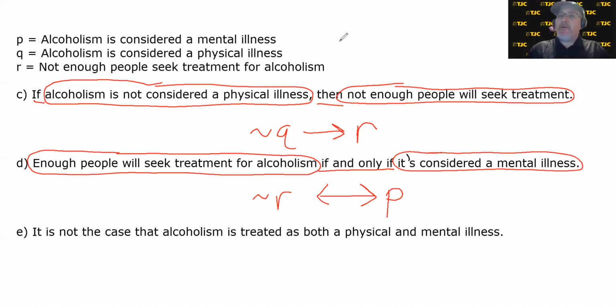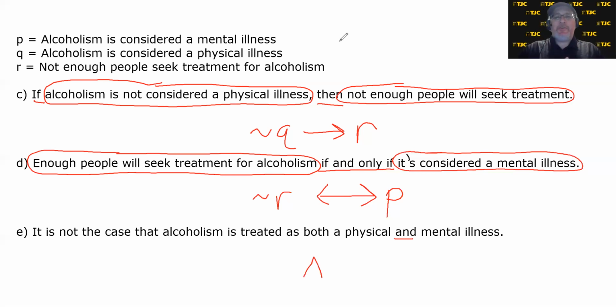I hope you found them pretty straightforward so far, because it's just been an issue of identifying the connective, looking on both sides of it, and putting in a negation whenever the simple statement is the negation of one of the given simple statements. But we're about to ramp it up a little. E: it is not the case that alcoholism is treated as both a physical and mental illness. Where's the connective? It's here, it's "and," which means we're going to have a conjunction.